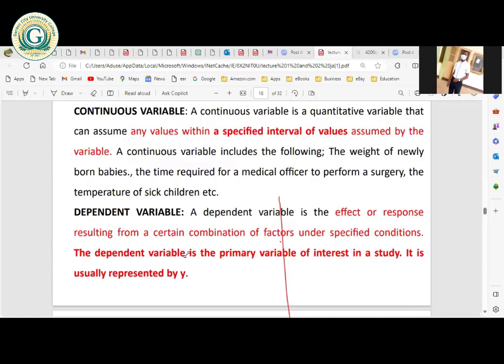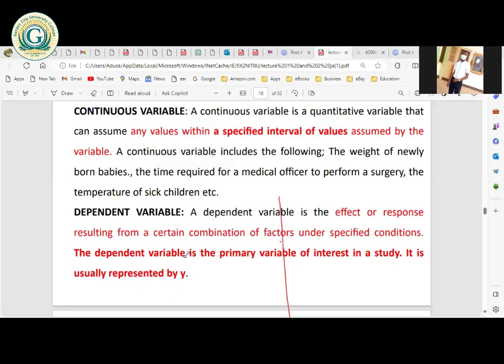Sir, per my understanding from what you said, it means that the dependent variable changes or is being influenced by some factors, and those factors are the independent variables. Okay, that's good. Let's have another person come in.